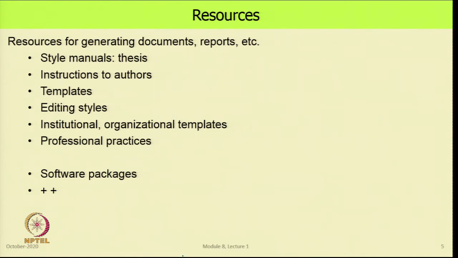So, what are the resources at our disposal for creating these reporting processes? I just mentioned style manuals. For example, there are style manuals for a thesis. Then there are instructions to authors. So, if you are sending an article to a paper or a conference or for a patent, there are instructions on how to do it. You generally have to follow it, otherwise it will come back and tell you, no, you have to change it, we will not accept it. So, we generally do not have a choice there.